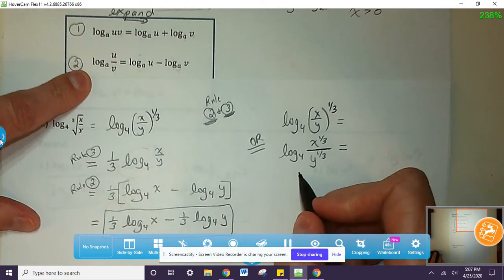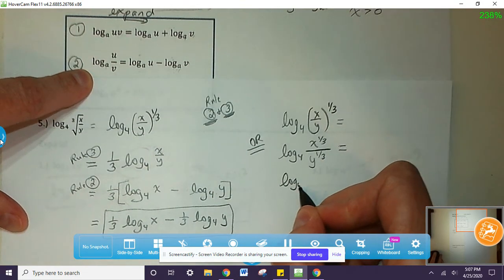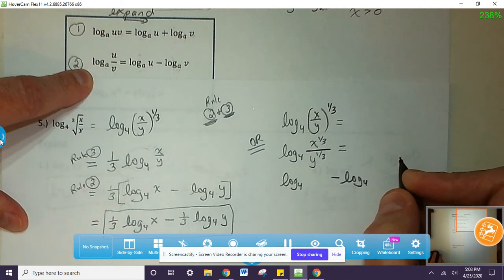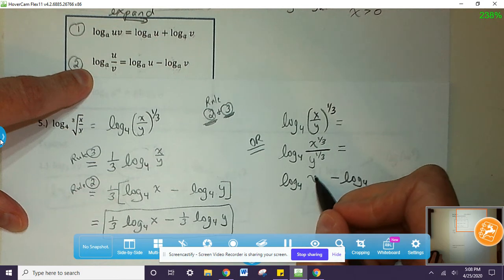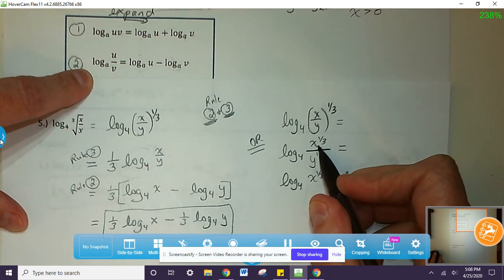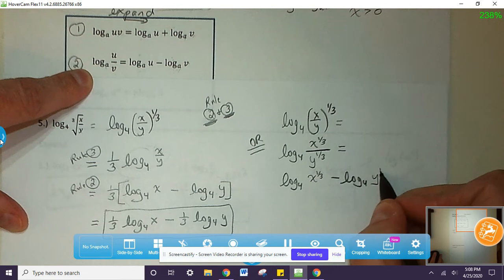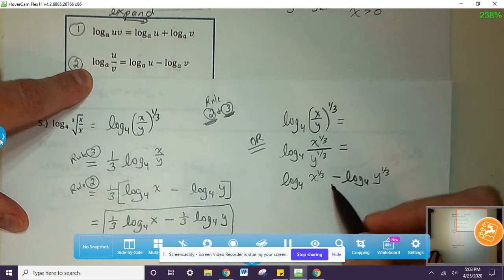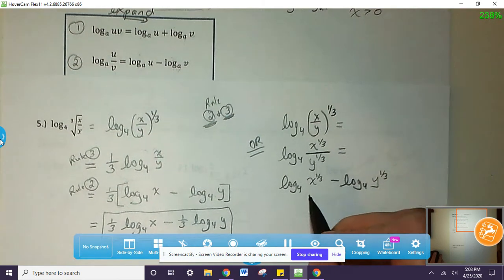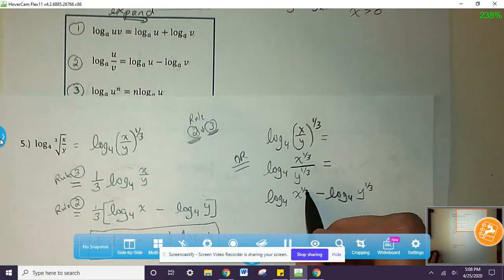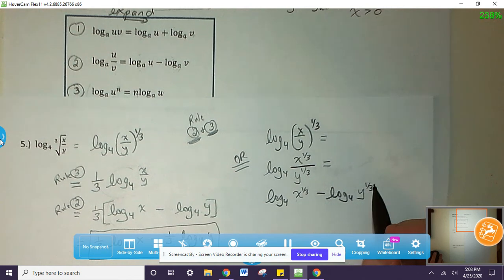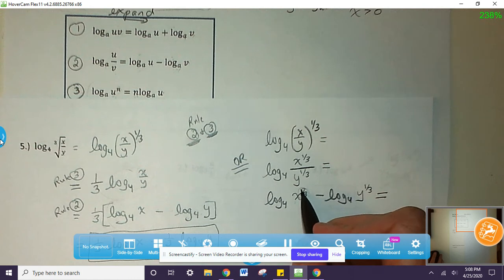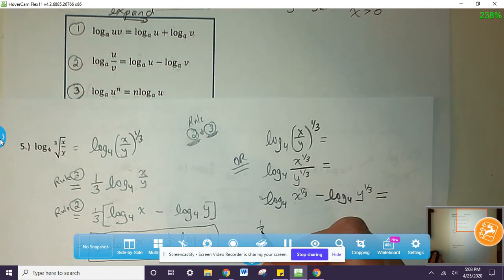Rule 2 says we're going to take log and keep the base. We're going to make 2 of them and subtract. Inside the first log is whatever was in the numerator. Inside the second log is whatever was in the denominator. And we're not finished because when you look inside, do you see how you have an exponent? So what we have to do now is apply that rule 3. We're going to take the 1/3 and swing it around to the front of just that log.